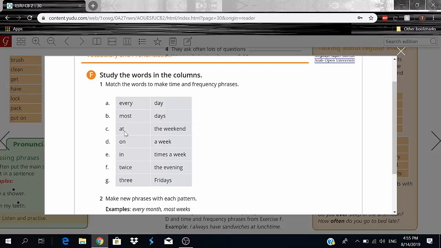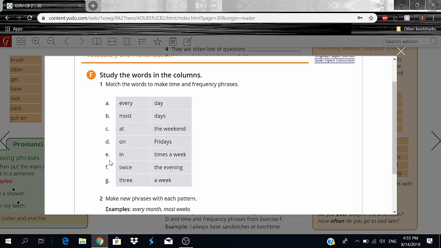C, at. Okay, so when I say at the weekend, it's actually correct as well. So C, at the weekend. D, on. On Fridays. When I say on, I'm going to say on Fridays or on Sundays, on Saturdays, okay? I can't say on times a week, all right? So on Fridays, on Sundays, on Tuesdays, etc.